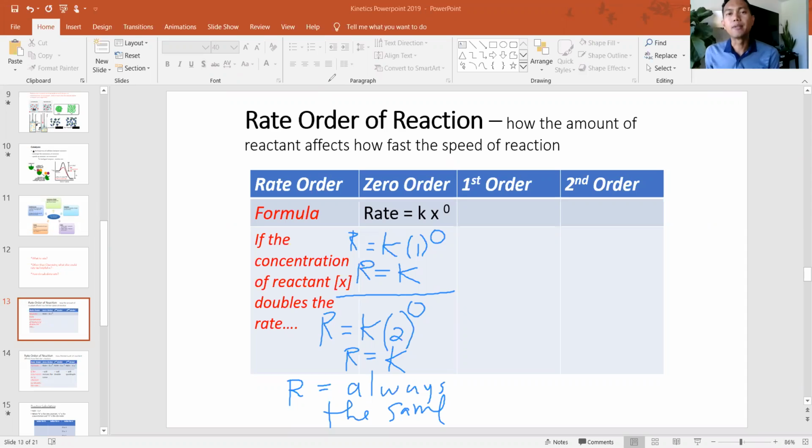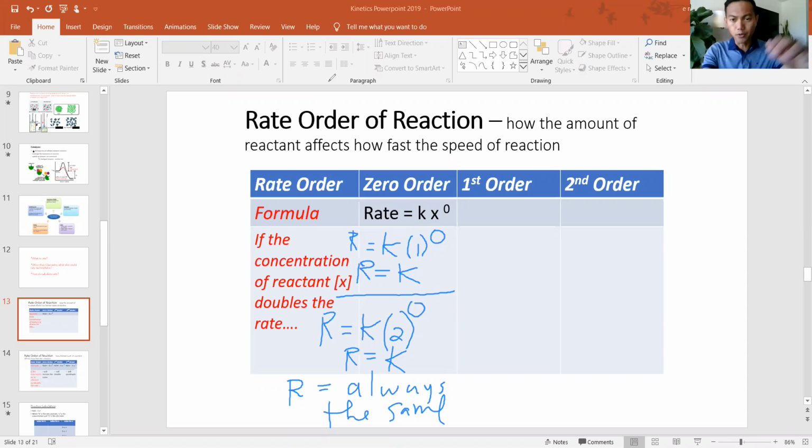Conceptually, what it means is that there are some reactions where it doesn't matter if I double the amount of reactants I'm using. How fast I'm making the product will not be affected by it. It will just keep going through the reaction at the same exact rate, the same exact speed. So those reactions are considered zero order reactions.